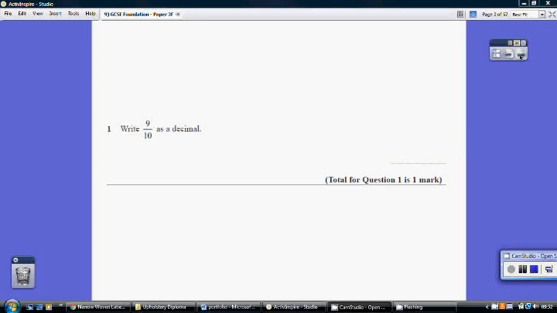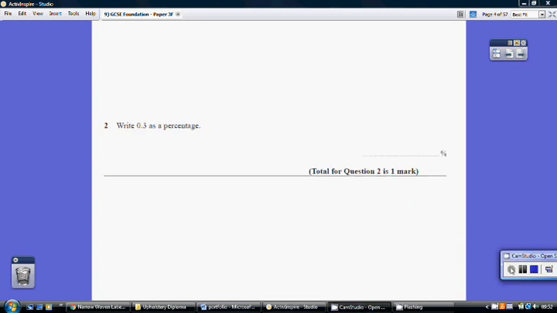Question 1. So 9 over 10 is 0.9. Remember, this is the tenths column after the decimal point. Question 2. Well, 0.3 is 3 tenths, and 3 tenths are 30 over 100. Percentage means out of 100, so 30 out of 100, 30%.